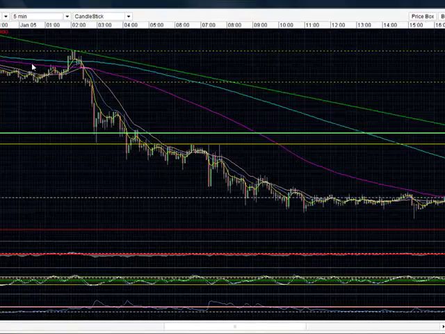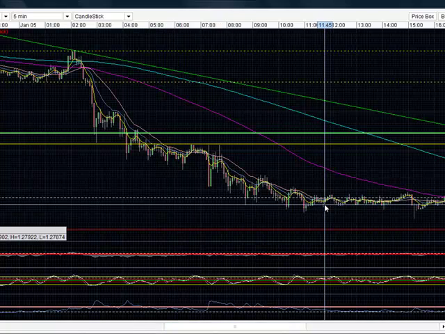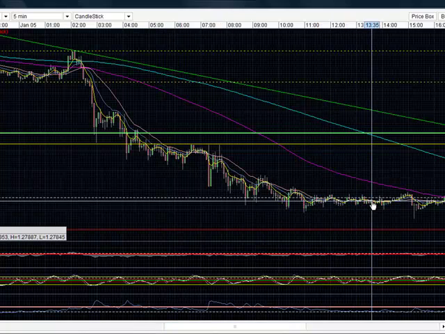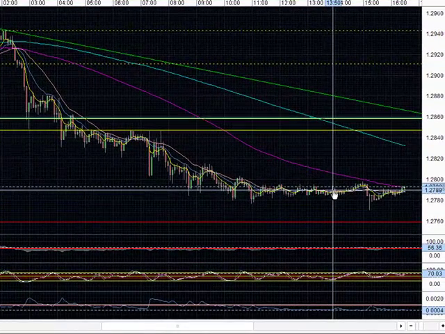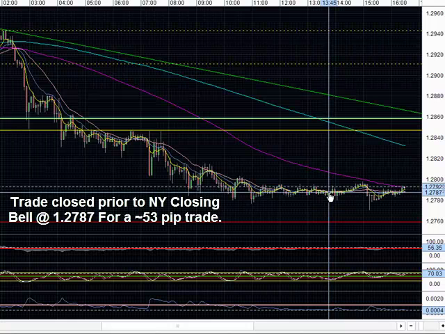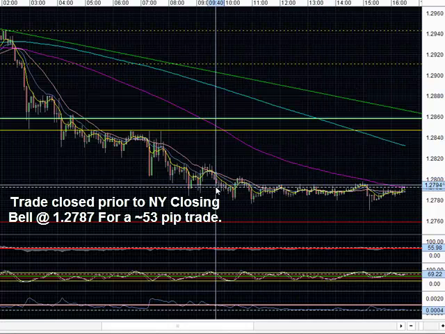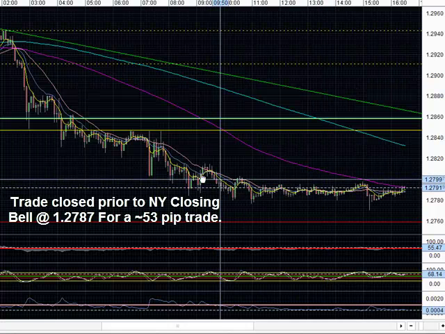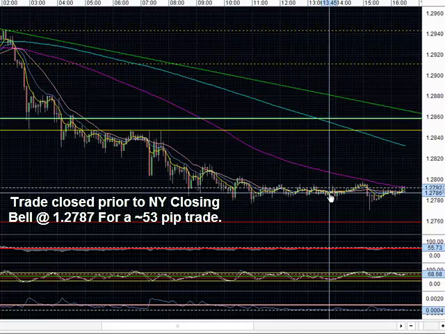Let me go back to the 5-minute chart. And you could have closed out your trade when the market calmed down prior to the New York closing bell, when price was around 27.87 for about a 53 pip trade. So you could have closed out at psychological support, or you could have closed out when the market began to calm down prior to the New York closing bell.